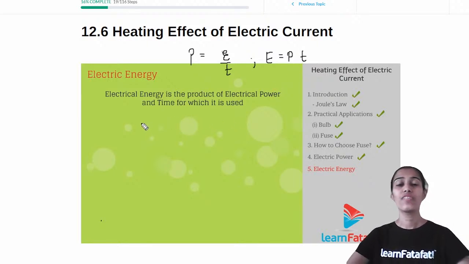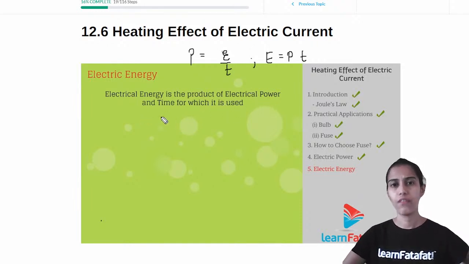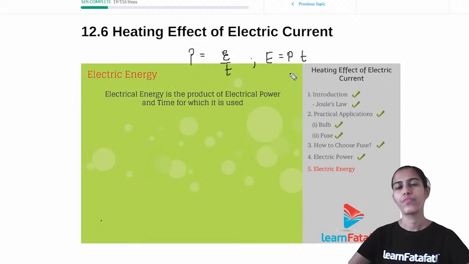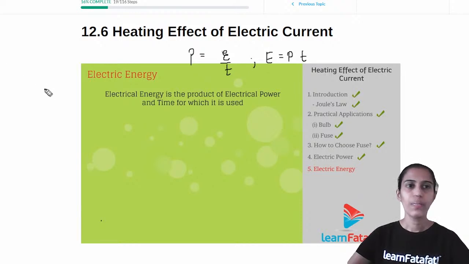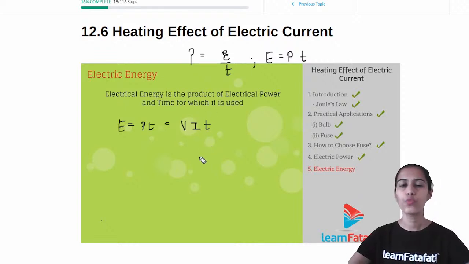And that's how we define electrical energy: it is the product of electrical power and the time for which that appliance is used. So what will be the SI unit here? You understood the formula. I told you E is equal to PT, or we can also write this using the basic formula for power, VI. So I can also write that the electric energy is equal to VIT. Okay. So what will be the SI unit for electrical energy?